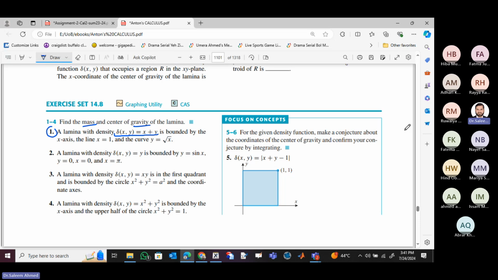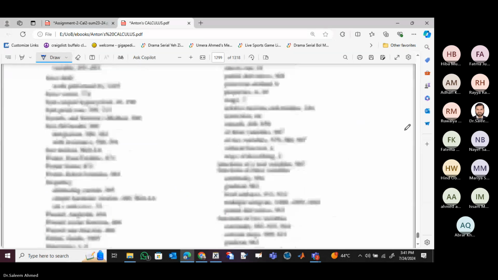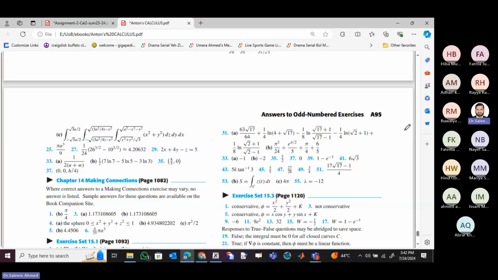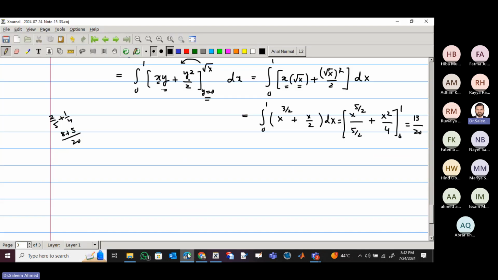14.8, question number 1. Mass is 13 by 20. You can see here, 13 by 20. And then center of gravity, right? If I ask you the center of gravity, it will change a little bit. It is x bar, y bar. This is a point. Center of gravity is a point.